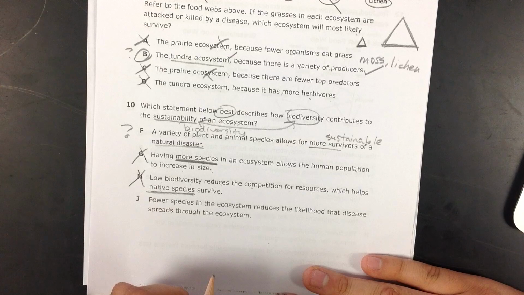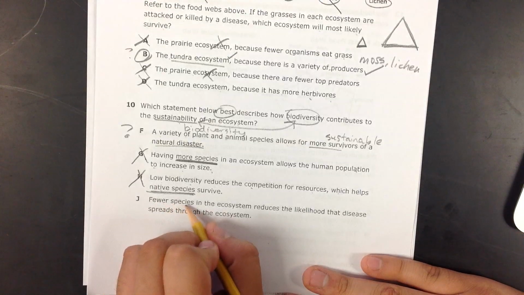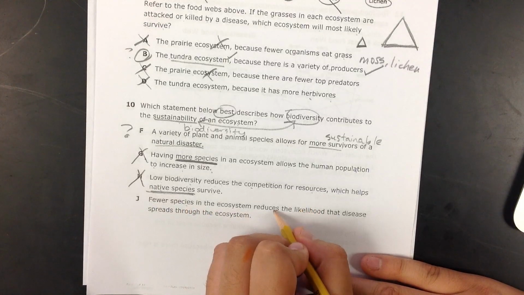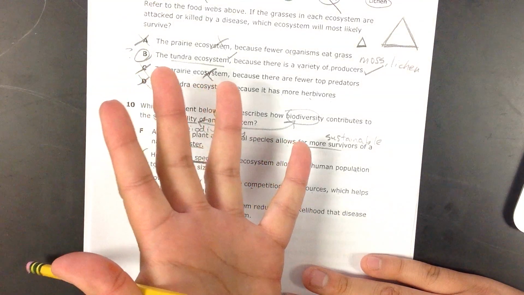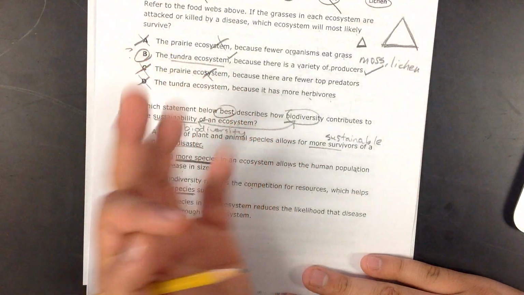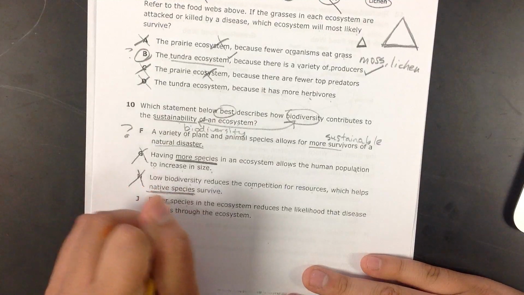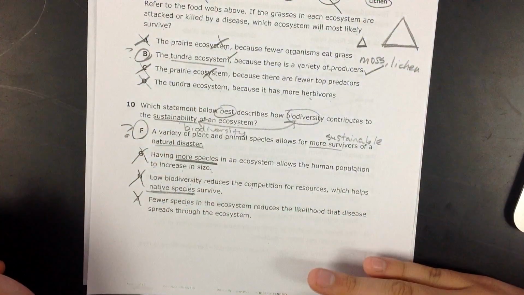That's not true. Actually, the fewer species that you have, this increases the likelihood, because if you only have 5 organisms and you have a disease that attacks 1 or 2, then you're left with 3. So the fewer that you have, your chances increase. So your answer ends up being F.